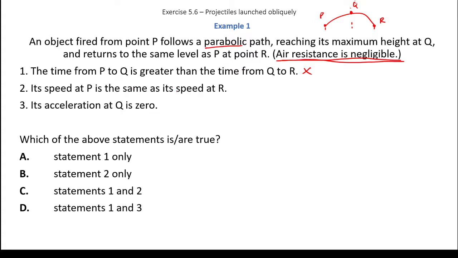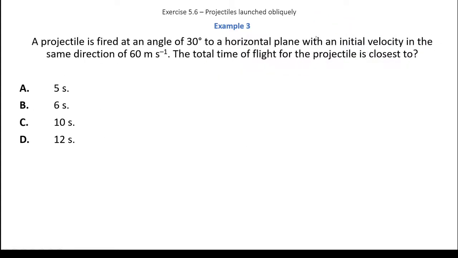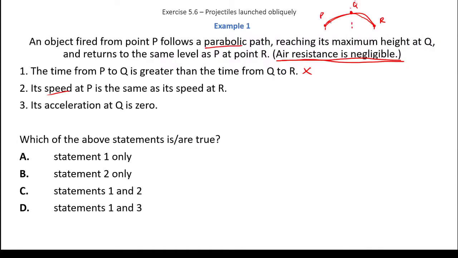Its speed at P is the same at R. One thing to notice, it says speed, not velocity, but that's just its total velocity at that point. That is going to be the same. Because we're doing speed, so just the magnitude of the velocity, even though this is going up and this is coming down, the magnitude of them is going to be the same.